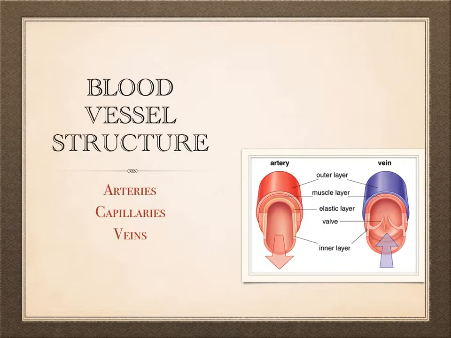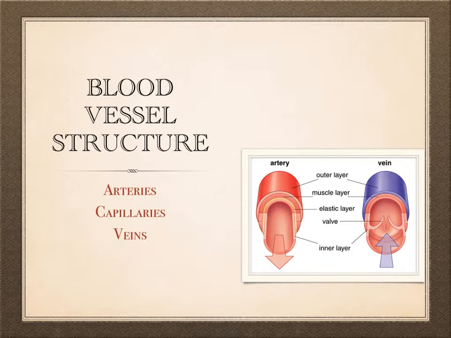There are three types of blood vessels: arteries, capillaries, and veins. Arteries and veins are quite similar in structure. Their walls are made up of three layers. There's an outer layer of epithelium, then a middle layer of muscle and elastic tissue, and then another inner lining, this time also made up of epithelium. There are slight differences in the thickness of these layers, but arteries and veins are broadly similar.